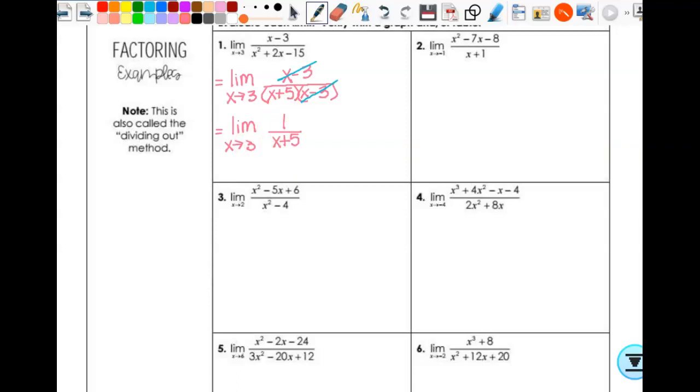Now I can use direct substitution. When you evaluate the limit, then I no longer actually write this. The limit as x approaches 3 of 1 over x plus 5 is 1 over 3 plus 5, which is 8. So it's 1 over 8. We good? All right.